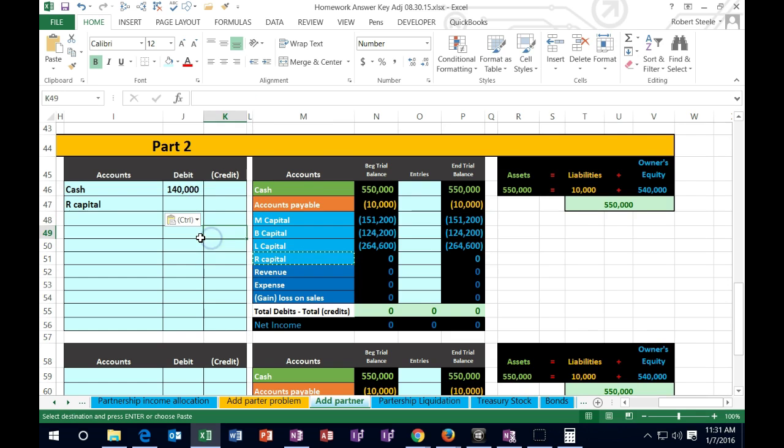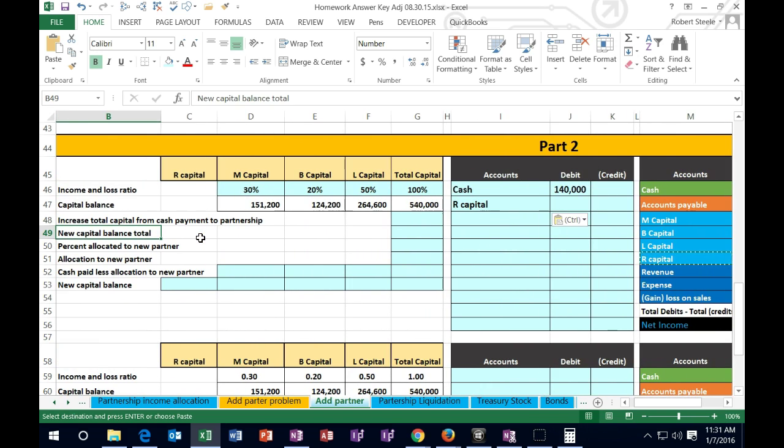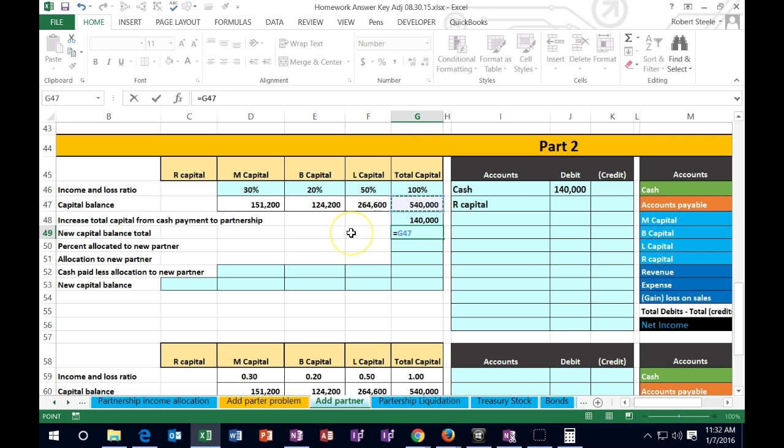So let's think about that in terms of our worksheet over here, to see what we need to record in terms of the capital account for R. If we think about what we have so far, this is our total capital. This is what's recorded on the trial balance for capital for M, B, and L partners. And we know that another $140,000 is going to be contributed to the partnership when R comes in. Therefore, the capital account, the net assets, are going to go up by 140. We're going to add this up: the original net value of the partnership plus the 140,000 that the new partner is now contributing gives us a total of 680,000.